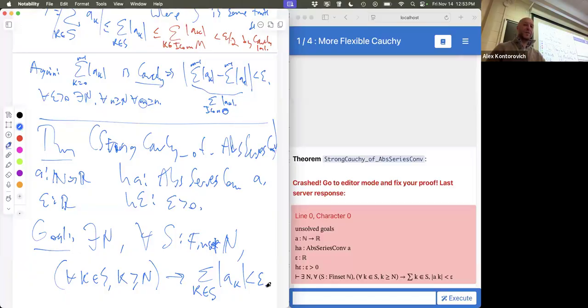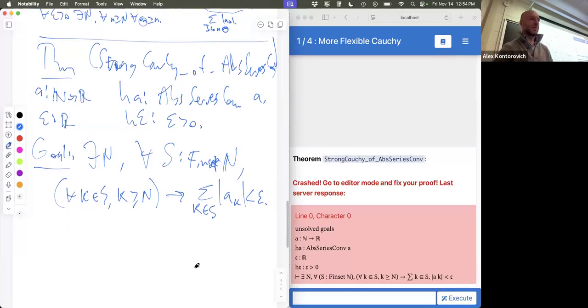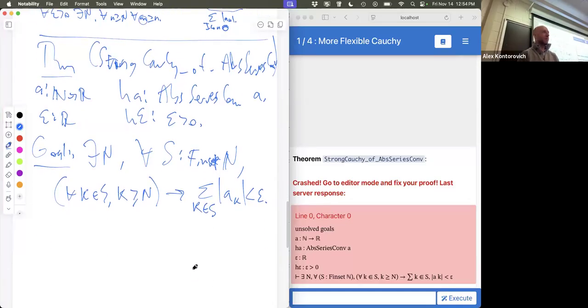Okay, so this is a more flexible version of being Cauchy. Being Cauchy says that as long as you start at least at this capital N, whatever set you take that doesn't contain any terms from the first N terms, the difference will be at most epsilon. All right, let's make sure we get through all of the natural language stuff, and then we're going to come back and fill in the formal details. Do you believe that this is true? How would you prove this thing?